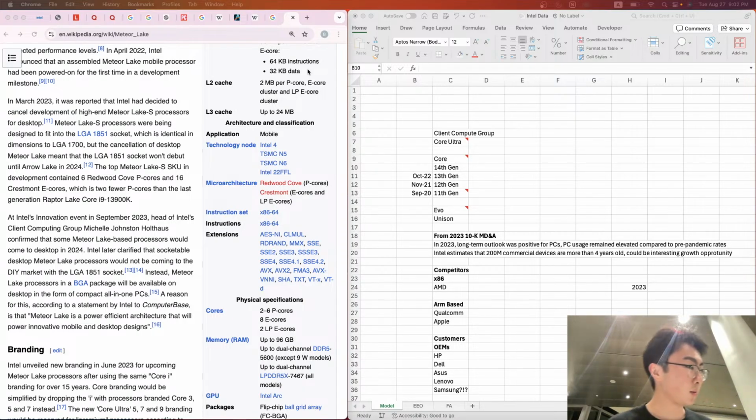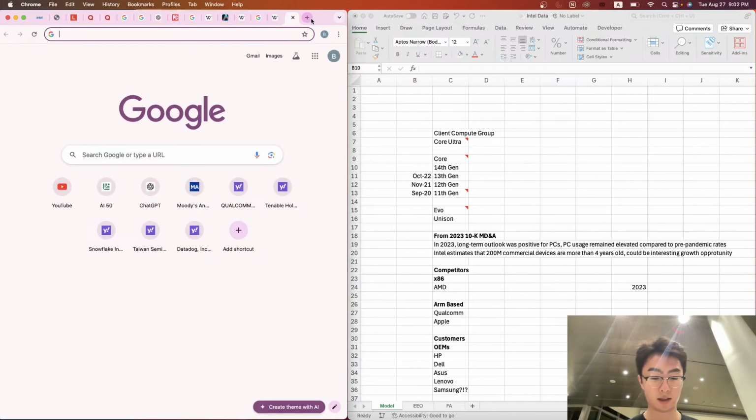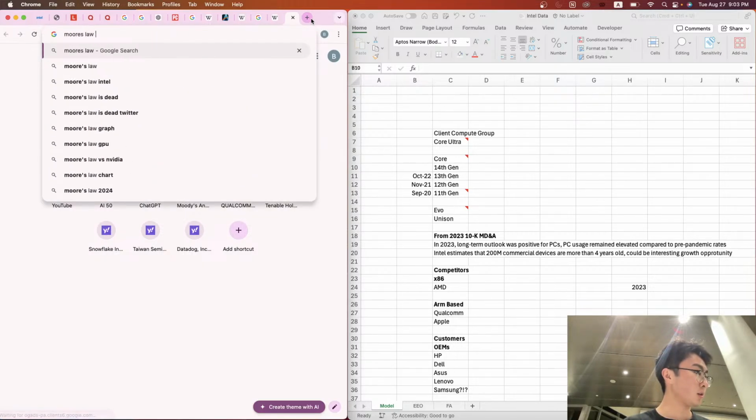Okay, there is one thing I want to see. Search. Moore's law chart.